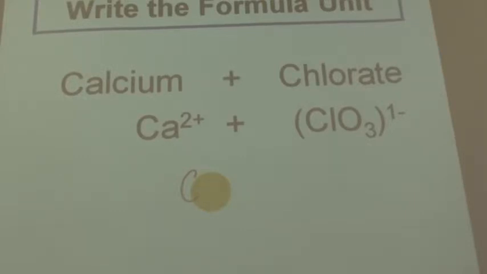Put your pencil down when you're done, so I know you're ready. Ca has a 2+ charge, chlorate is ClO3 with a 1- charge, and I'm going to cross those numbers. The 1 is going to be crossed over here, and the 2 is going to be crossed on. Calcium chlorate.